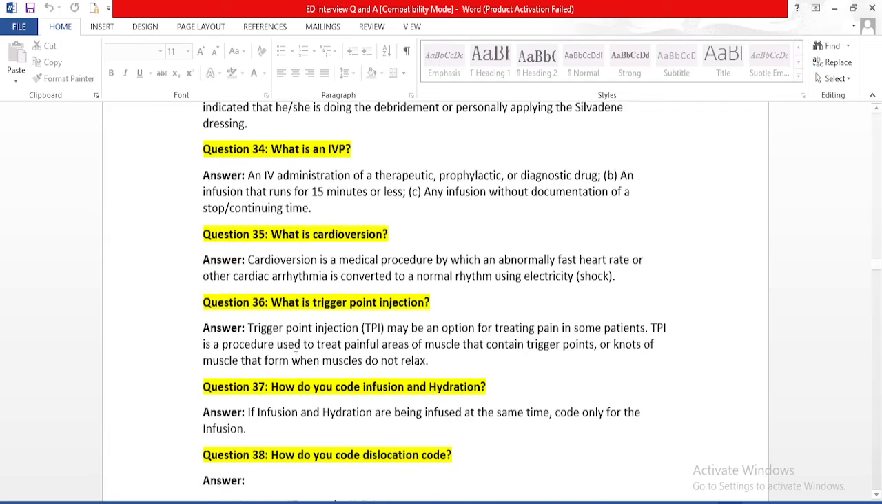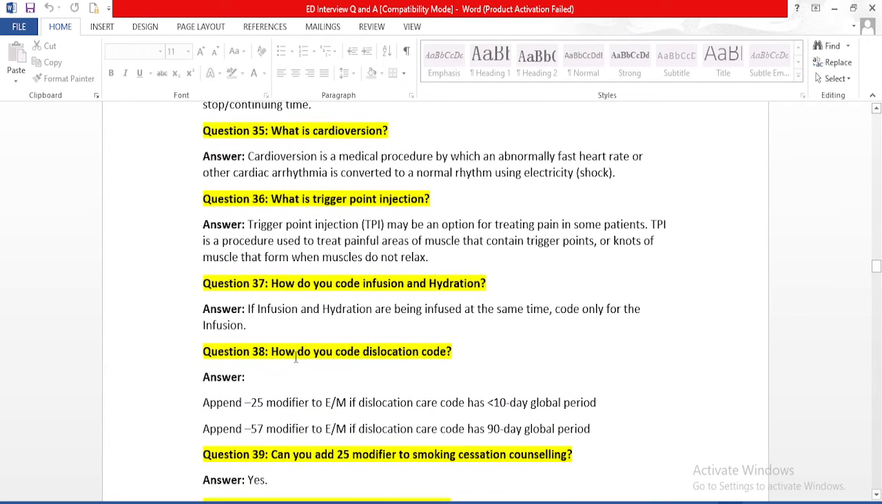So next question, what is cardioversion? Cardioversion is a medical procedure by which an abnormally fast heart rate or other cardiac arrhythmia is converted to a normal rhythm using electricity. Usually we'll call it a shock.